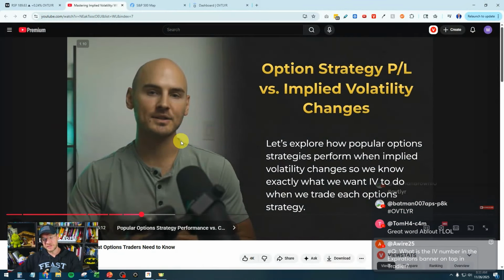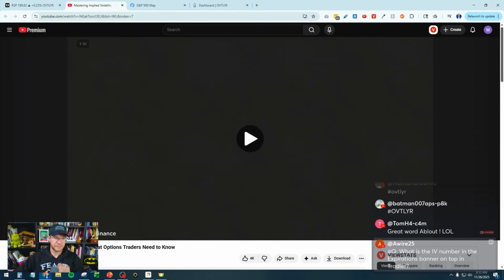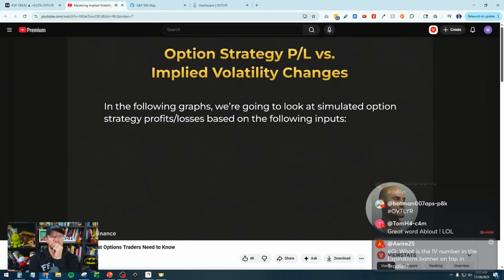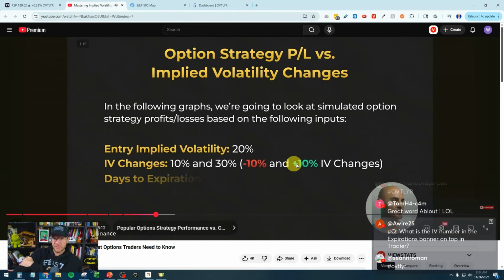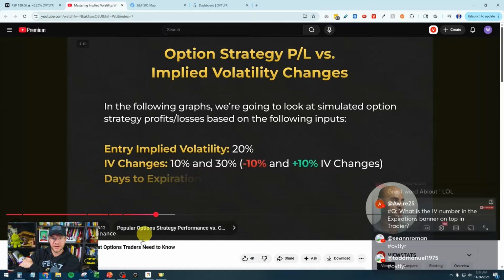I'll give you my perspective on these types of option strategies, but honestly, in theory, I don't condone any of these. In the following graphs, we are going to be looking at simulated option strategy profits and losses based on the following inputs. The entry implied volatility for all of these scenarios is 20%. Then we're going to change the implied volatility to 10%, meaning a 10% drop in implied volatility from the time of entry, and also look at 30% IV, which would represent a 10% increase in the implied volatility from the time of entry. Now, remember, this impacts the at the money options the most. This change up and down is really concentrated and focused in on at the money.